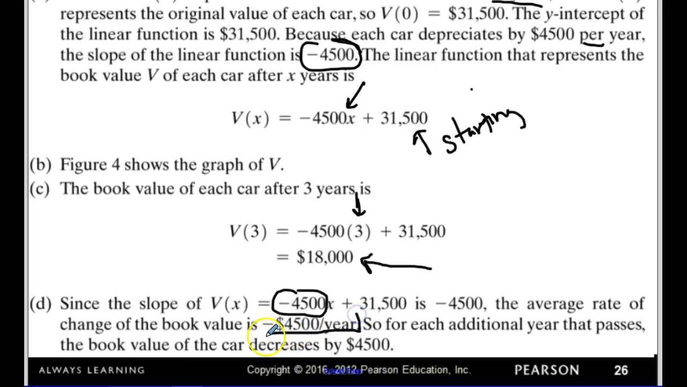Okay, so that's how I would analyze it, using words from the equation and from my sentence here. So each year that passes, I decrease $4,500. That's the best way to analyze this information.